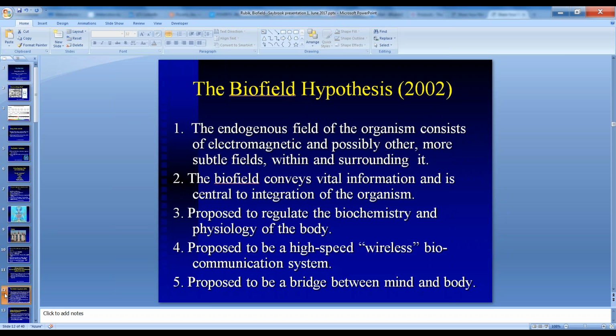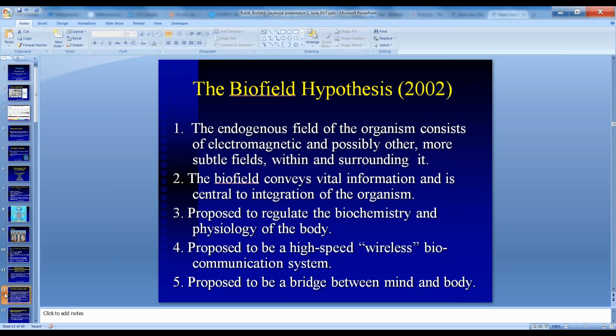Second point here, the biofield conveys vital information and is central to the integration of the organism. So something has to hold it all together. It isn't the brain or the heart or any particular organ. It's the field, and it's communicating information through an energy field such that every cell in your body is a recipient of it as well as a generator of that. It's more like a symphony of all these cells and organs and tissues playing a symphony of many, many frequencies, and that is dynamically changing over time, like a musical symphony.